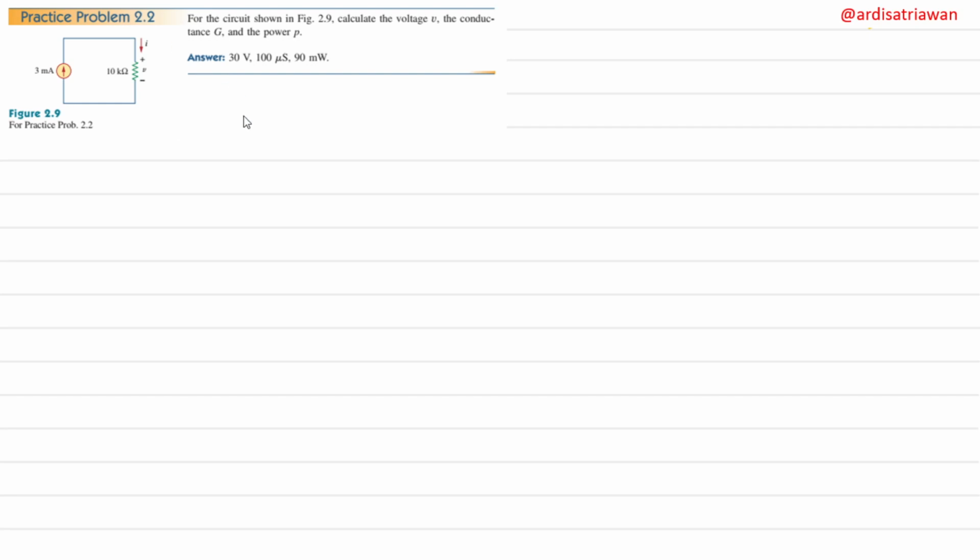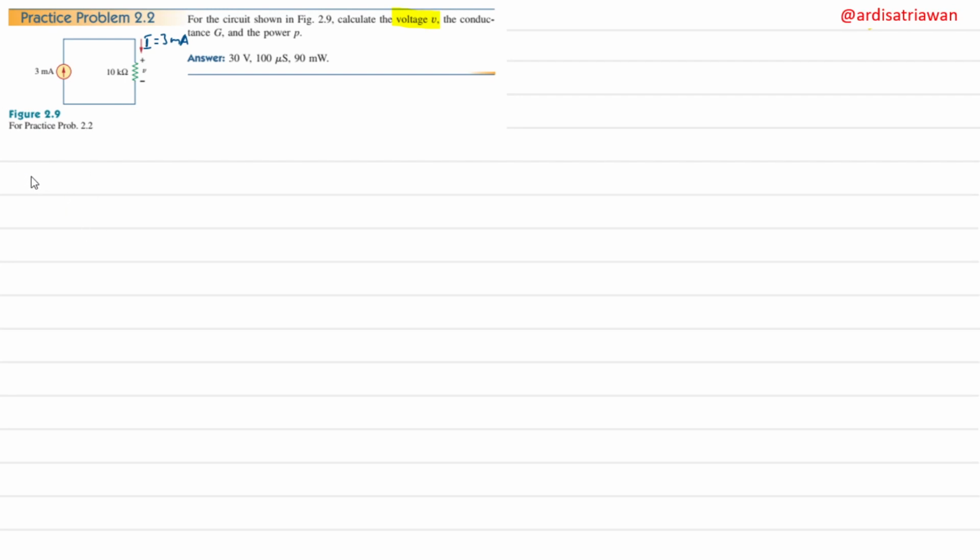So let's read the problem first. For the circuit shown in figure 2.9, so this is the figure, calculate the voltage V, the conductance G, and the power P. Okay, so now from this circuit, what do we know here? We have a 3 milliampere current source here, and it is connected in series with this resistance. So that means that this I here is also 3 milliampere.